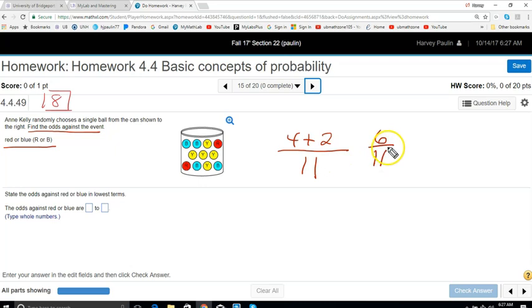But they don't want that. They want odds against. So if we subtract 6 from 11, we get 5. And now we have to subtract the 5 from the 11 to get odds. And it would be 6, that it would be unfavorable or against the selection. Now, if they had said just picking out red or blue, that would be 6 out of 5. But they're saying against. So you need to be careful as you read this as to what they're looking for.